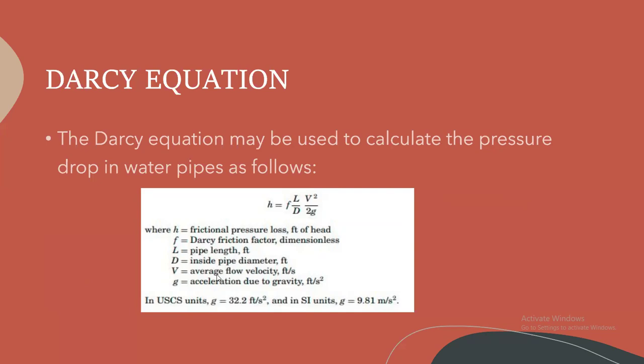Then V is the average velocity in feet per second. Then G is the acceleration due to gravity, feet per second squared. And if you're using other units, these are the values of your G, but in SI units it is different. Of course, it's 9.81 meters per second squared.